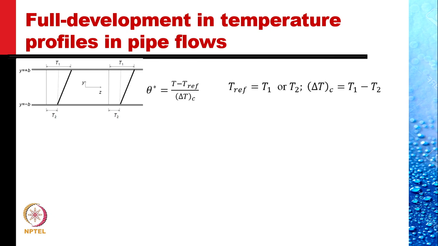So, let's summarize the argument that we have enunciated in the last couple of slides. The full development in temperature profile in pipe flow or in flow between two parallel plates can be expressed by saying that the normalized temperature difference theta star, which is defined as T minus reference temperature divided by characteristic temperature difference, is independent of Z. Del theta star by del Z is 0.